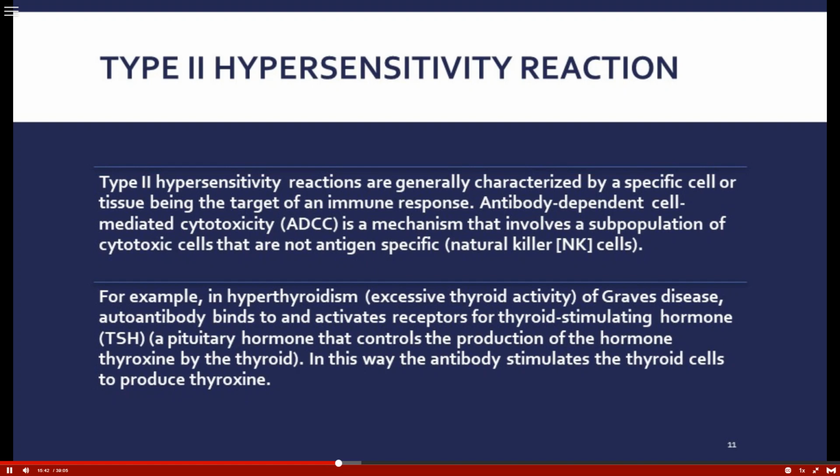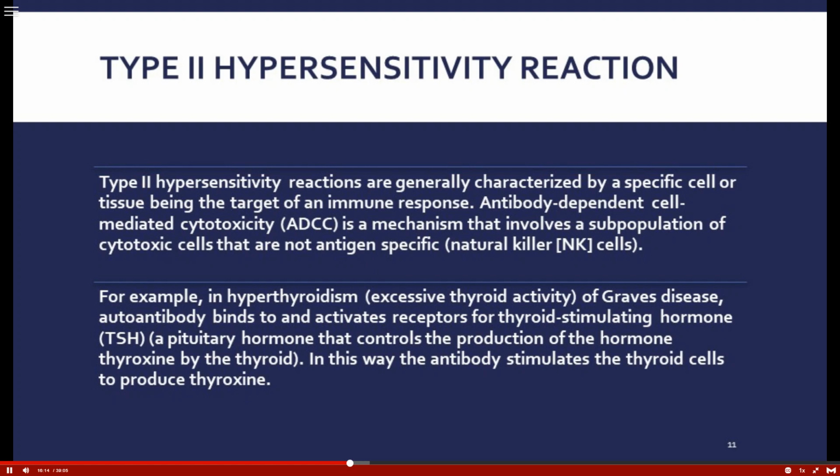These are cytotoxic cells. And a really good example of this, we talked about Graves' disease way back in exam 1. It seems so long ago. But we talked about Graves' disease. We know it's an autoimmune disease, right? But how that works is really a type 2 hypersensitivity reaction, and it causes excessive thyroid activity. What happens is those autoantibodies bind to and activate the receptor for TSH, which is the thyroid stimulating hormone.